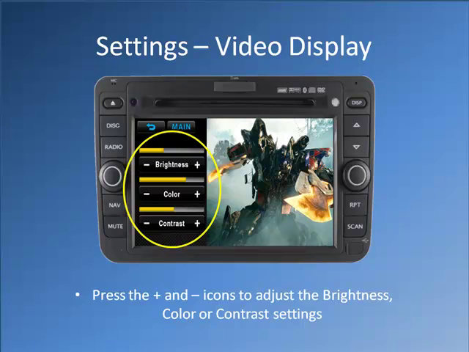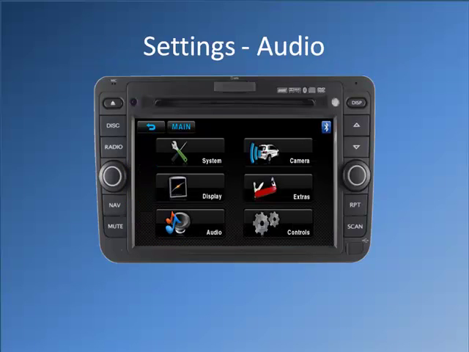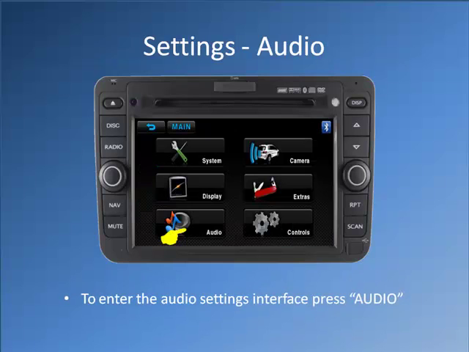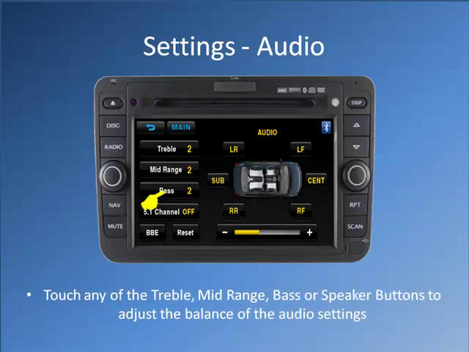To enter the video display settings interface, press Display. Press the plus and minus icons to adjust the brightness, color, or contrast settings.